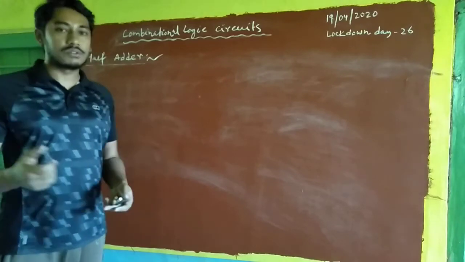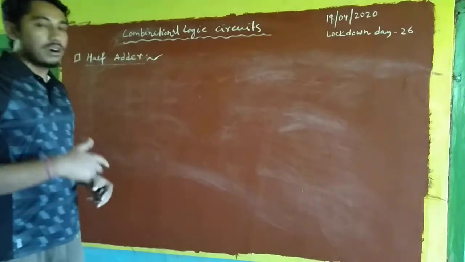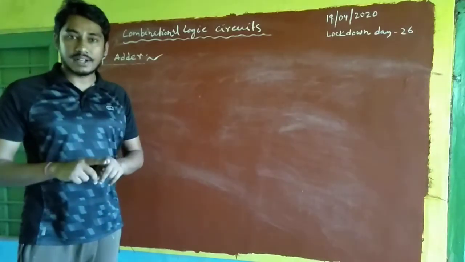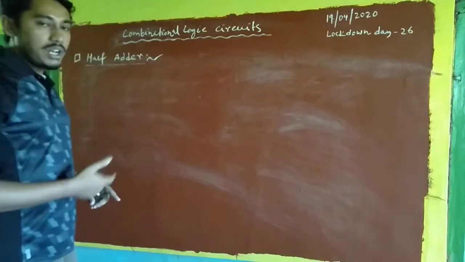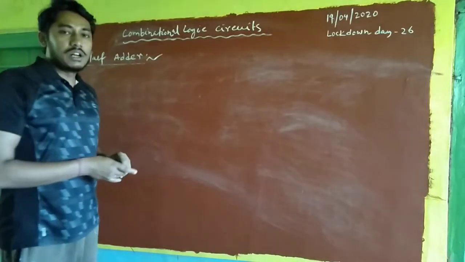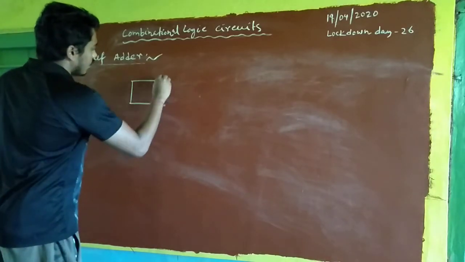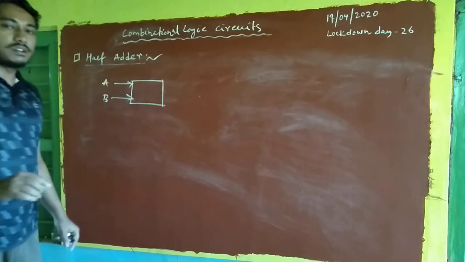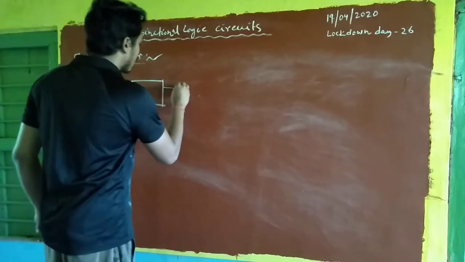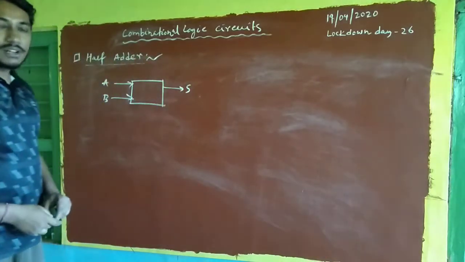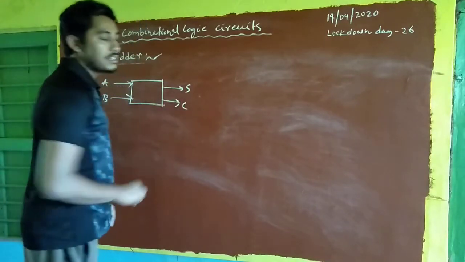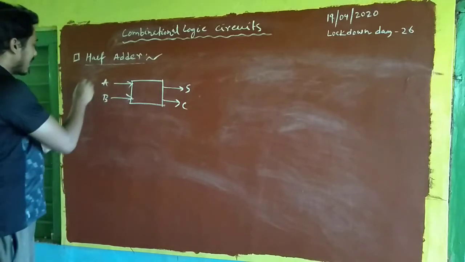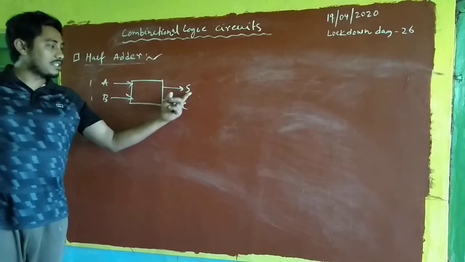Now if you represent the two inputs as A and B, we need to identify the outputs also, because according to the procedure, we need to draw the block diagram or the symbol for the half adder. If we draw the block diagram for half adder, according to the definition there are two inputs A and B. Output is obviously the summation of A and B. Another output is carry, because if we add A and B, that is 1 and 1, if A is 1 and B is 1, obviously summation is 0 and carry is 1.